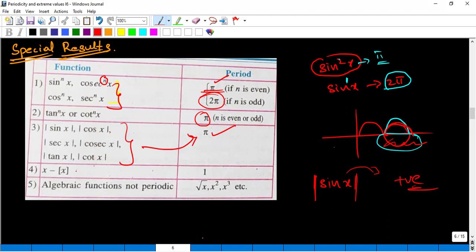Then this is the fractional function. x minus step x is 1. It repeats with 1 period. And a very important thing, algebraic functions are not periodic. Algebraic functions are not periodic.